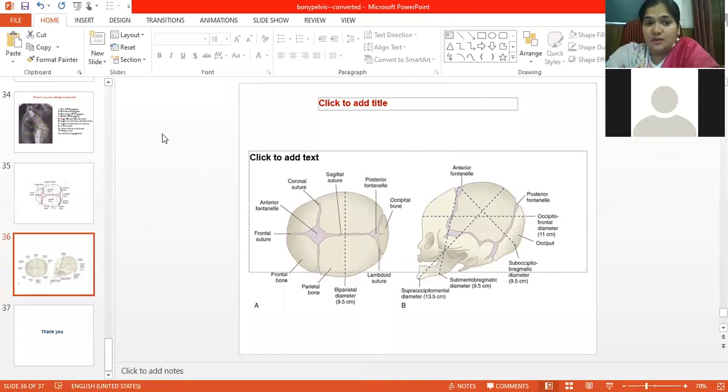So I think I was clear about the basics of the bony pelvis and the fetal skull. Next time we'll learn about normal labor.